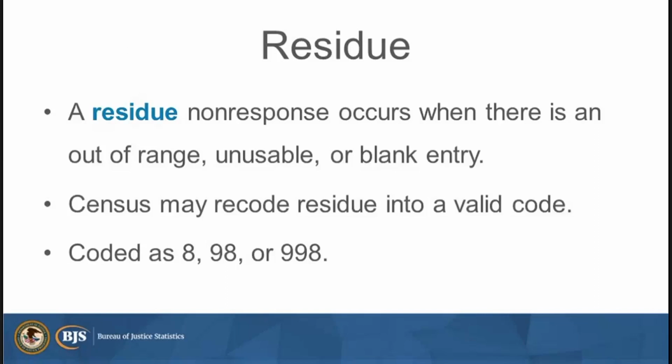For some variables, Census will recode residue to a valid answer. These are referred to as allocated variables. An original version of the variable, including missing data, is also included in the data set.